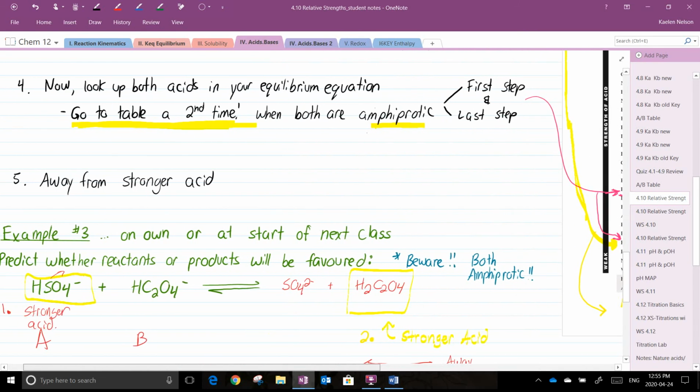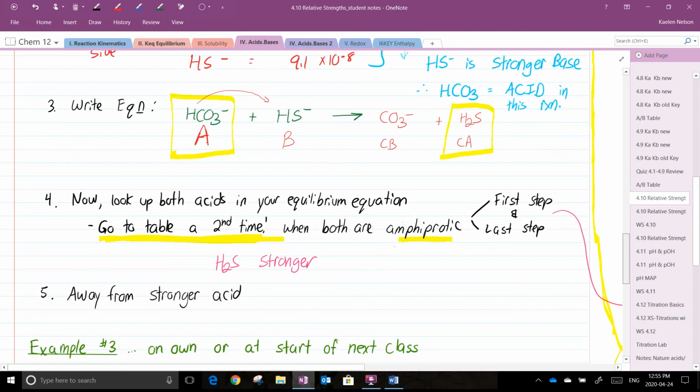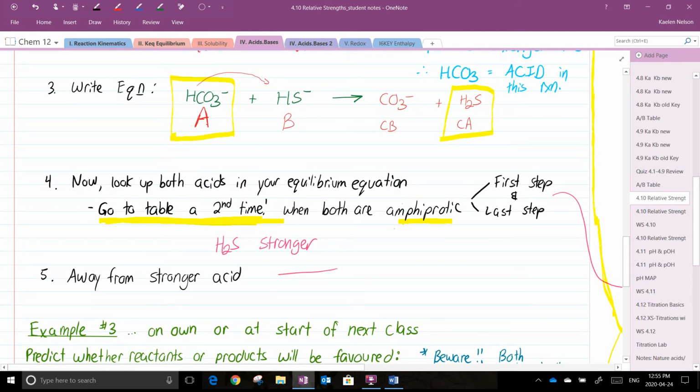So I'm going to come back to my answer. We see that H2S is stronger. Okay, and if we're going away from the stronger acid, this time we're actually going this way because H2S is on the product side, which means this reaction will favor reactants. Because my stronger acid is a product, and the rule is I'm going to shift away from my stronger acid.